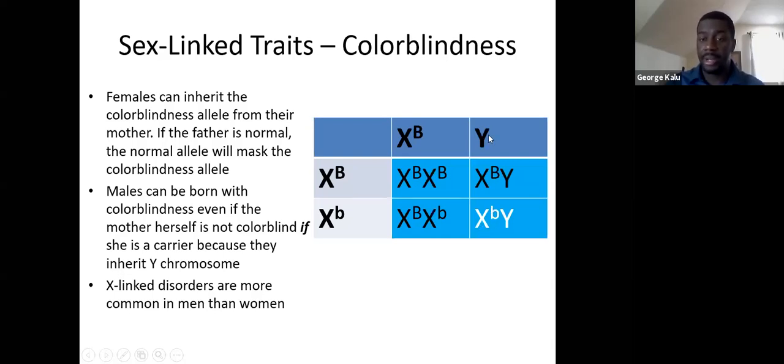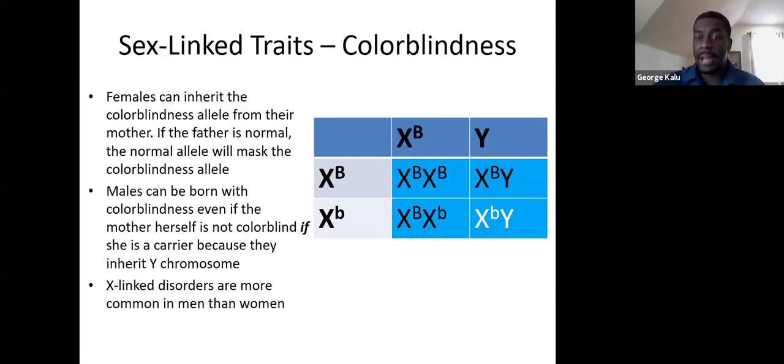Now, on the flip side, they're not going to be inheriting an X chromosome from their dad. They're only going to be inheriting a Y chromosome. And so they're kind of stuck here, having the color blindness trait, even though neither of their parents themselves are colorblind. But again, that's because mom happened to be a carrier for the color blindness allele, or genotype. So for this reason, typically X-linked disorders tend to be more common in men than women.